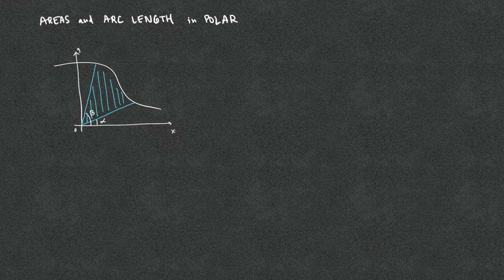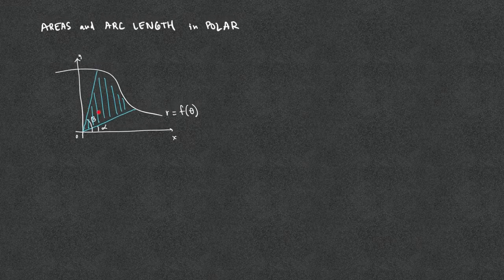The equation of the curve in polar coordinates is written as r equals f of theta. We have no formula to find the area of this sector, so as with anything in calculus, we will divide this interval alpha to beta into n narrow sectors. Each of the narrow sectors has an angle of delta theta.